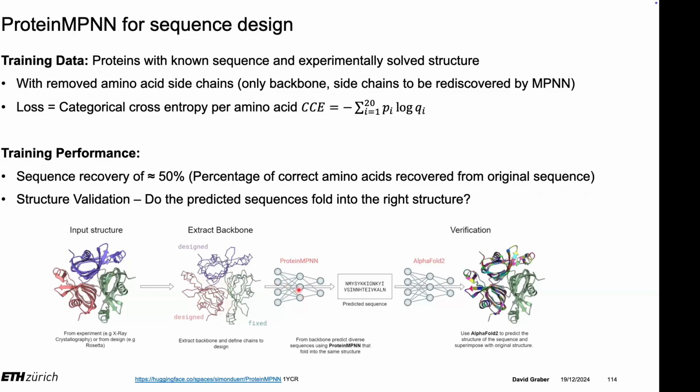And then you have this ProteinMPNN that designs a new sequence for your backbone, and you pass this new sequence to AlphaFold, which predicts the structure of this sequence. And then you can check if the output structure closely matches your input structure or not.